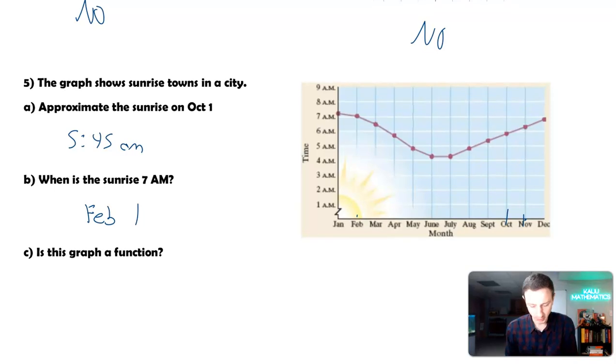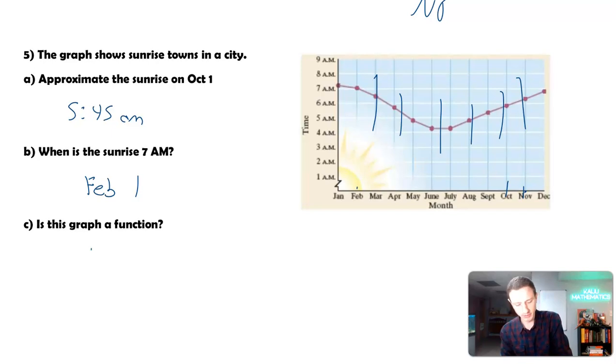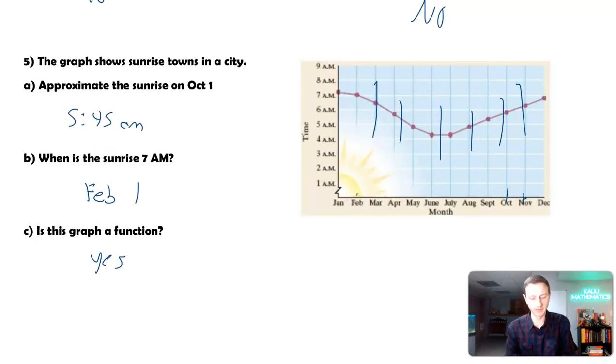Is this graph a function? We have this graph, it kind of goes, it stays up, goes down. If I were to draw vertical lines in, I do not hit that line in more than one spot anywhere, so then that would be yes, that is a function. So just an introduction to identifying functions or not.